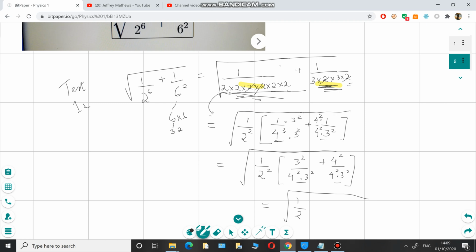And we get 1 over 2 squared times, I can just write them as a common denominator, and I'll write them in ascending value just to make it easier to look at. And you have 3 squared plus 4 squared. You have these two on the top, and now you can combine those terms because the denominators are the same. And what is 3 squared? 3 squared is 9. What is 4 squared? 4 squared is 16.